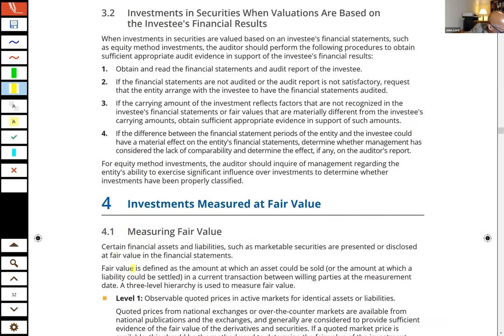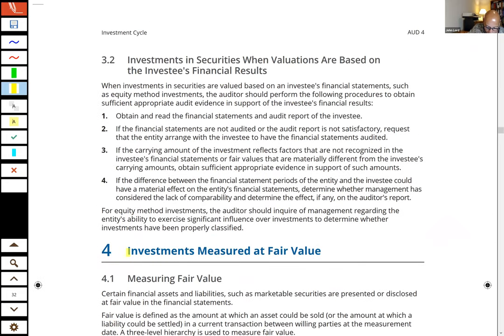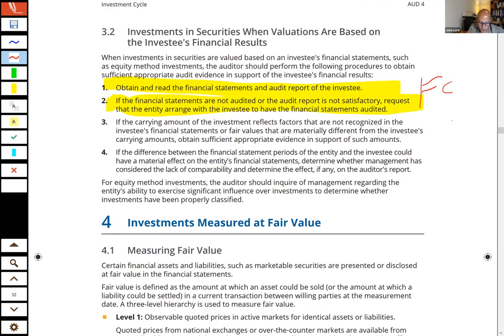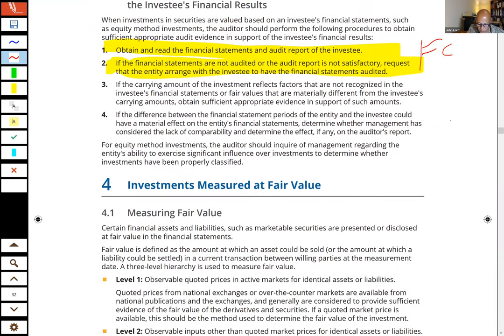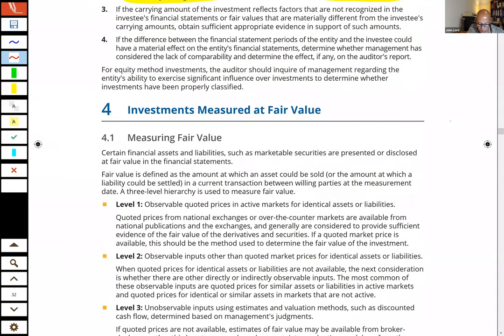They're kind of going nuts here, but let's just keep looking over here at investment and security valuation based on financial results. And I've already had you flashcard this. You can flashcard it here. Obtain and read the financial statements and audit report of the investee. And if the financial statements are not audited, ask the client to have the investee get those statements audited. Then you can use that information to make your calculations regarding any amounts that you're going to put in using the equity method.